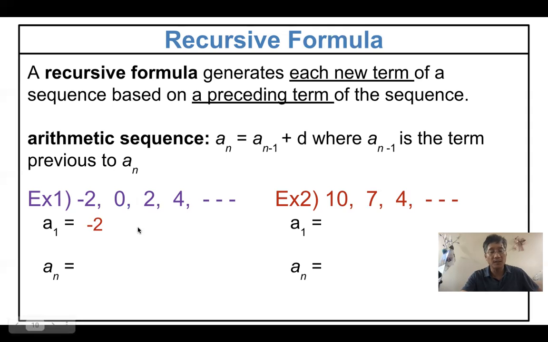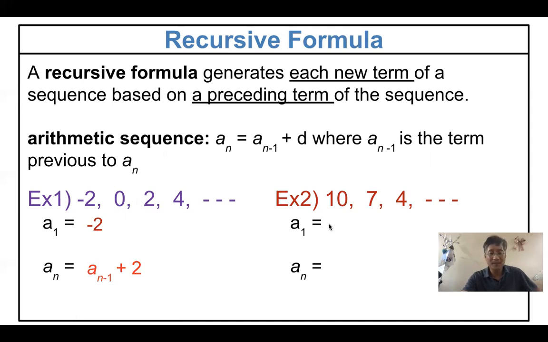Yes, -2, right? And then what's the difference? We already did this for the explicit formula. But now for the recursive formula, what's the formula? an equals a(n minus 1) plus the difference, 2. Understand, right? Then let's try with this one.